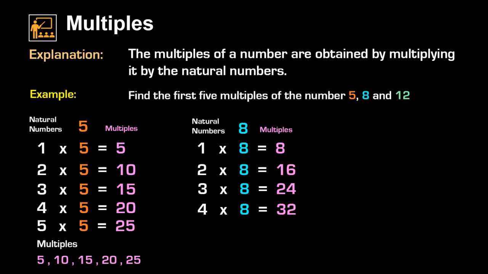And then we have 4 multiply 8 is 32. And then 32 is a multiple of 8. It is the fourth multiple of 8. And then we have 5 multiply 8 will give us 40. And then 40 is a multiple of 8. And then we are going to list these multiples at the bottom. The multiples of 8 will therefore be 8, 16, 24, 32, 40. Again, these are only the first 5 multiples.